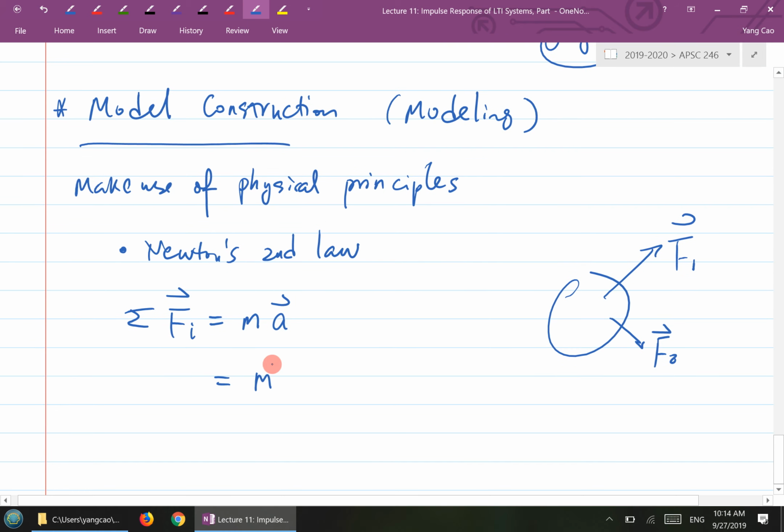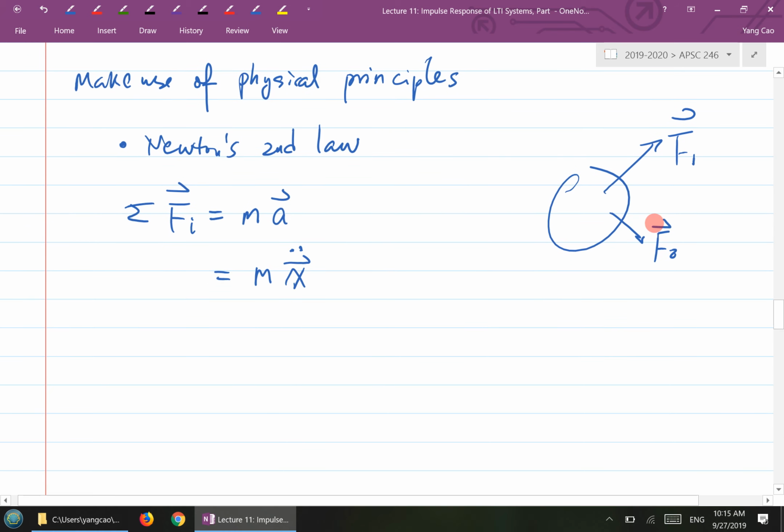Now acceleration is indicated with a, but acceleration can be derived from position. If you differentiate position x twice, that becomes x double dot. I'm using a vector as an example here, but a lot of the time, especially in high school, all you have is the scalar case, right? So you end up with just m x double dot. That's a scalar. And this is Newton's second law.